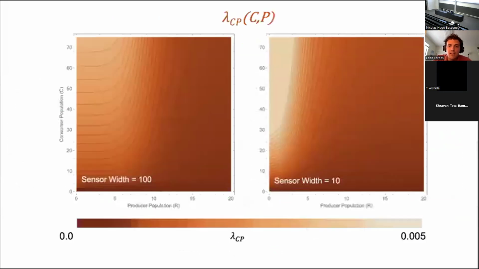And once again, when we multiply these together, any pair of these equations at a given sensor width will provide the functional form of the interaction rate given the current populations of producers and consumers that can then be imported into the model.